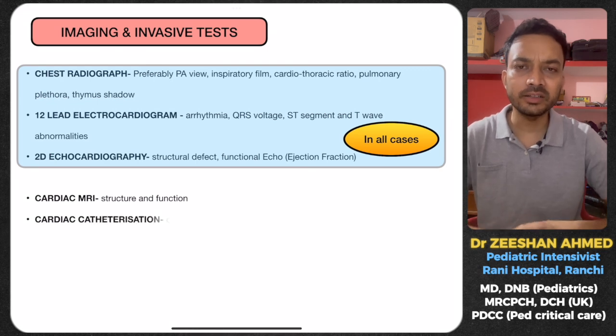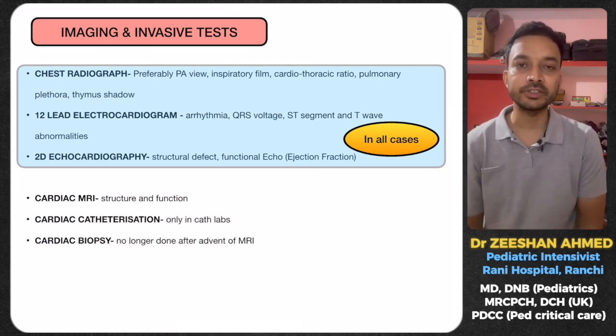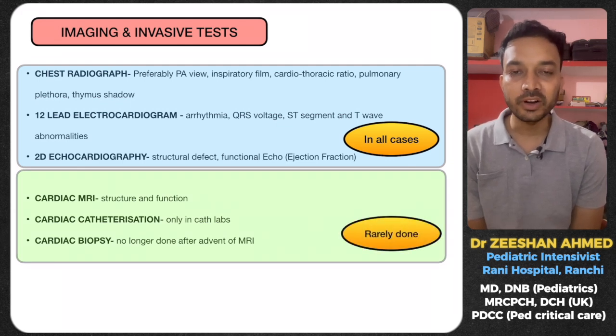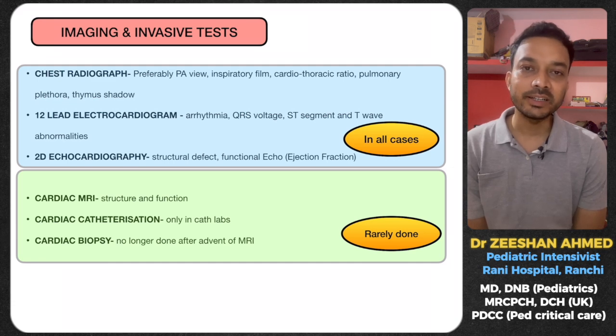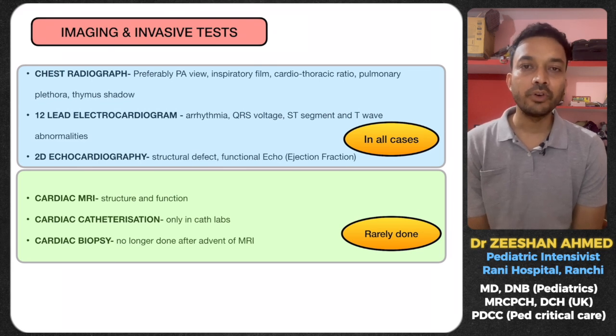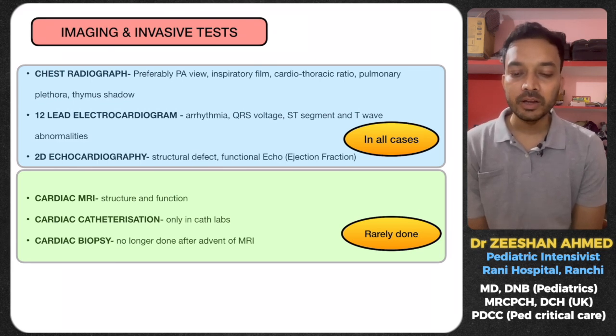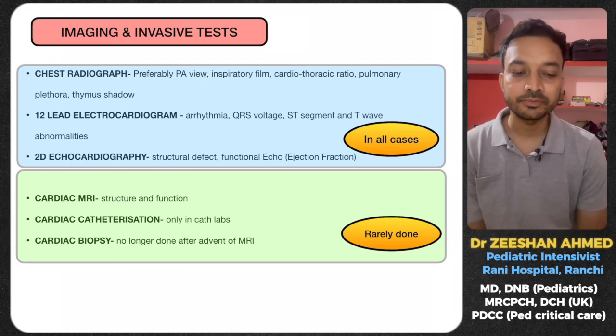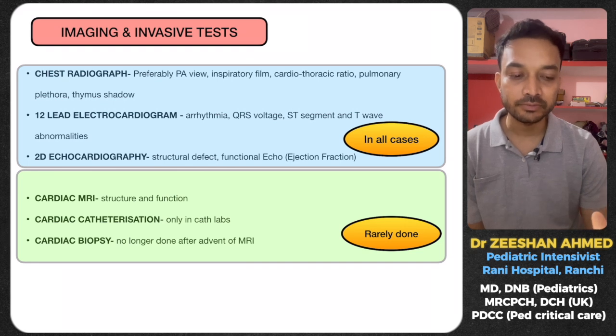Now there are certain other invasive tests and certain special tests like cardiac MRI, which tells us a lot about the structure and function of the heart, but it is very expensive. The cardiac catheterization can only be done in centers equipped with cath labs, and cardiac biopsy, which was the basis of the Dallas criteria, is no longer done after the advent of MRI machines because it is very invasive.